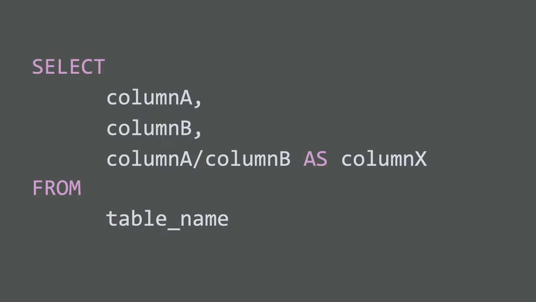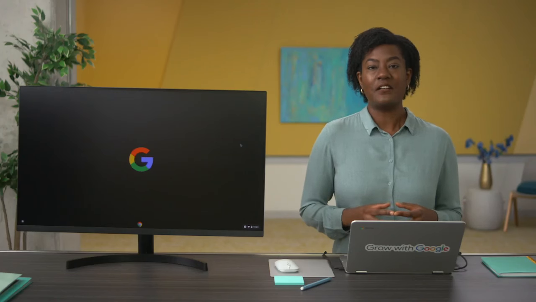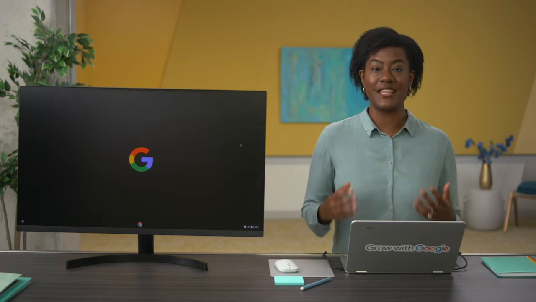We start with select and then the names of the columns we want to use in our calculations. Then we add in calculation details, including an operator like a forward slash for division. Next, we type as, followed by the new column's name to label the column with the calculated values. Finally, we end our query with the from command and the name of the table that we're pulling data from. Now let's take it to the next level with some embedded calculations that use a syntax like this one.